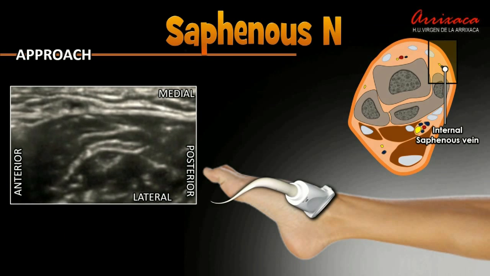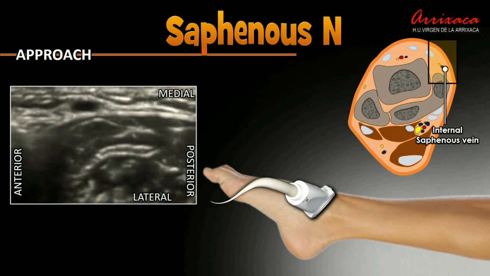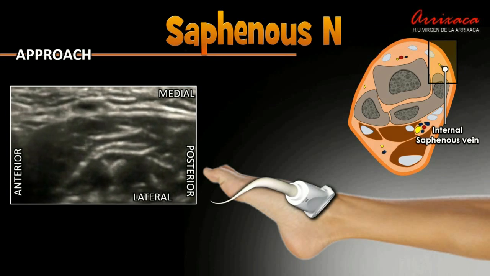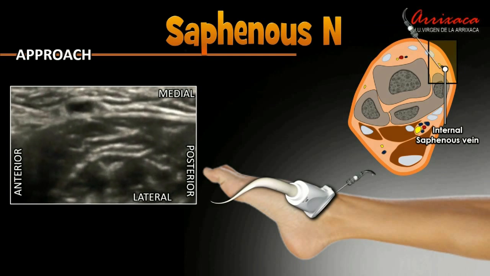Once the internal saphenous vein is located anterior to the tibial tuberosity, the needle is inserted in plane from anterior to posterior and 2 to 3 milliliters will be injected.